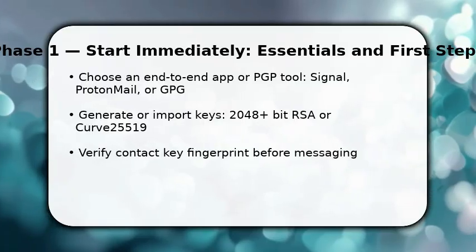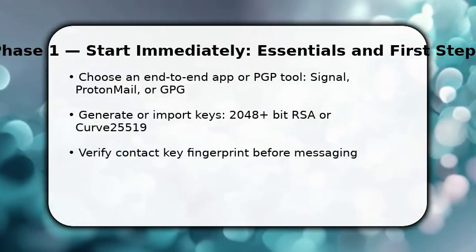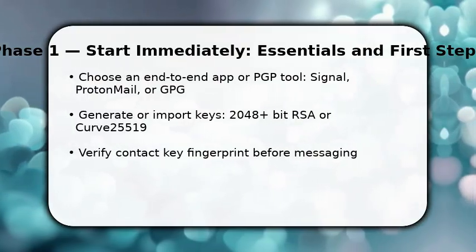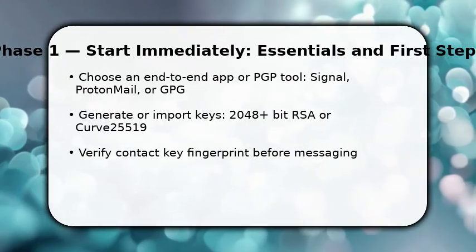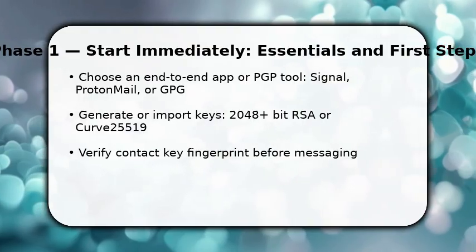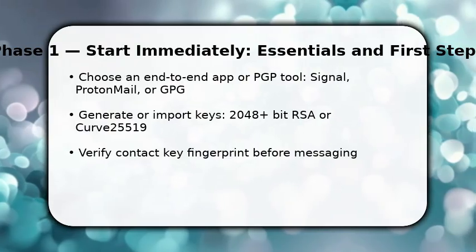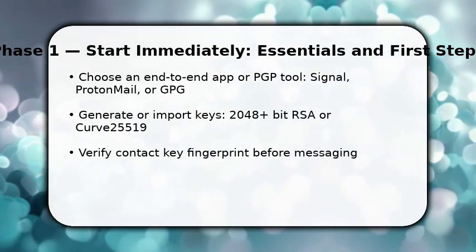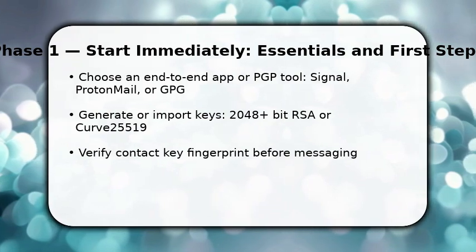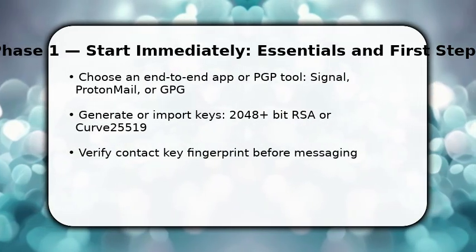You begin by preparing keys and selecting the right tool. Install Signal or a PGP client, then generate a fresh key pair, 2048 bits minimum or Curve25519 for modern security. Once generated, export your public key and share it with the recipient. Do not send private keys. Make sure to verify the key fingerprint with the other person over a trusted channel so you avoid man-in-the-middle attacks. This first step establishes trust and ensures you're encrypting to the correct recipient before composing anything sensitive.